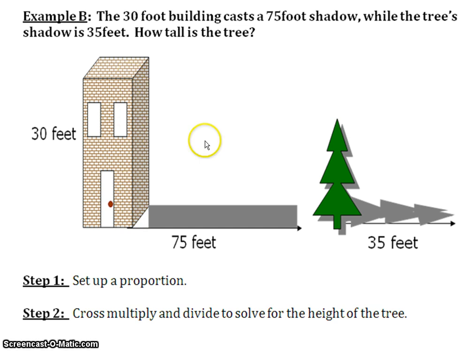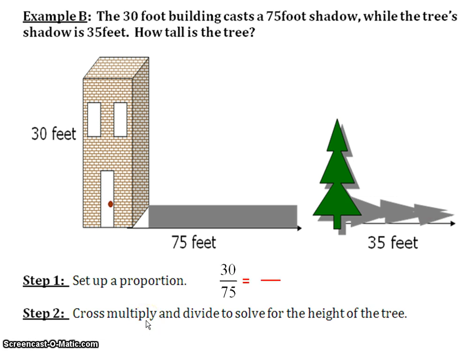We can do the same with the tree over here. From the tip of the tree straight down to the trunk, over to the right following the shadow. That also forms a right triangle. Those two triangles are similar. Because of that, we can use what we've used in the past with similar shapes to solve for an unknown.